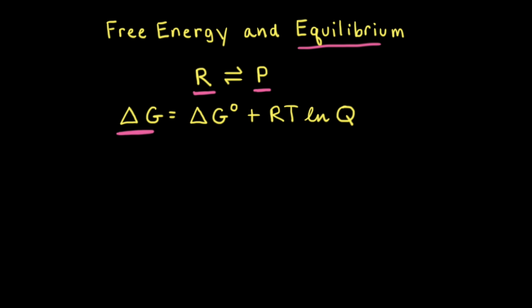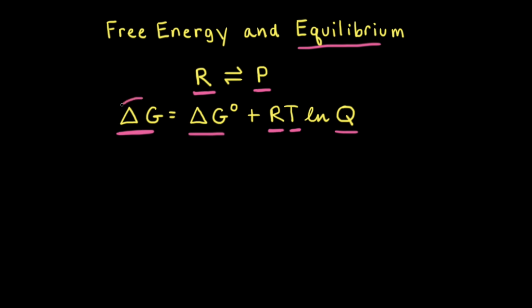And from the equation, we see that ΔG is equal to ΔG naught plus RT natural log of Q. ΔG naught is the standard change in free energy between reactants and products. This value refers to the difference in free energy between reactants and products in their standard states at a specified temperature. R is the ideal gas constant, T is the absolute temperature in Kelvin, and Q is the reaction quotient.